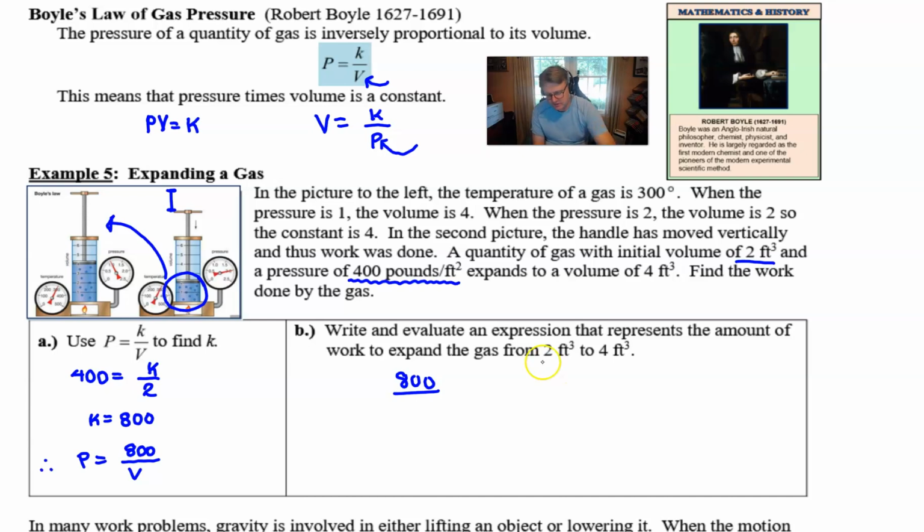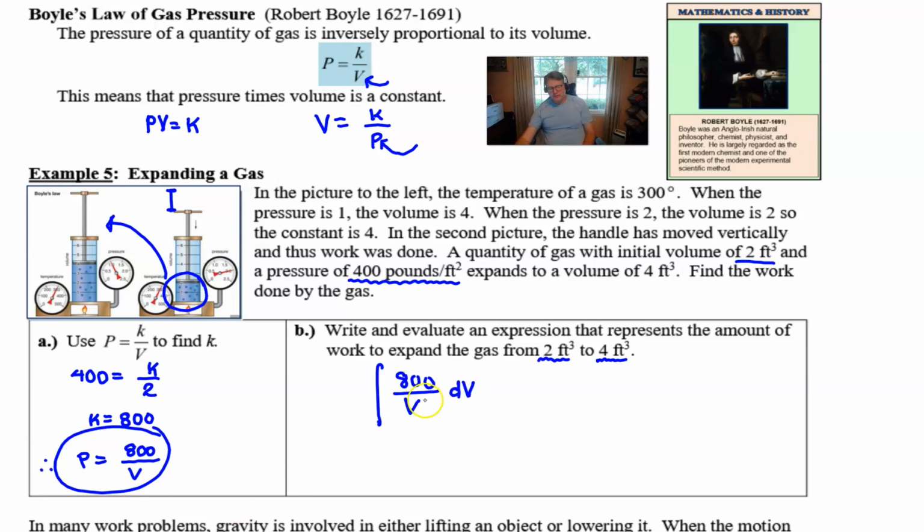Well, if we start looking at our situation, we would read that 2 cubic feet and 4 cubic feet are measures of volume. And so we want the version of Boyle's Law that we found in Part A. So we don't really have to adjust anything. We just simply have to throw 800 divided by V in, and we know that we're going to integrate that with respect to V.